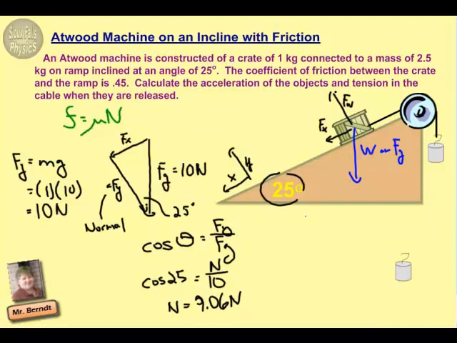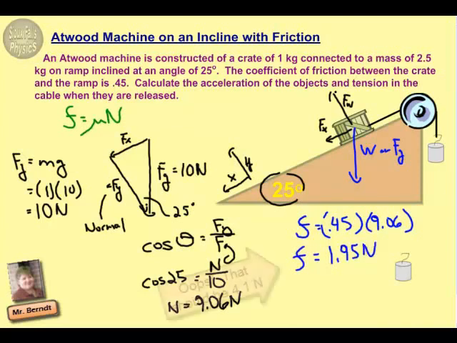Now that we have the normal, we can use that friction equation and solve for our force due to friction. So we've got friction equals 0.45, which is my mu, times my 9.06, which is my normal, and we're going to end up with a friction value of 1.95 newtons.